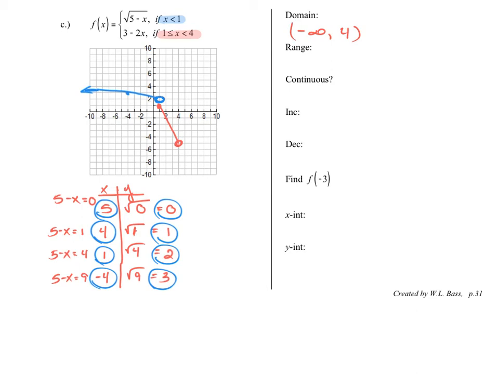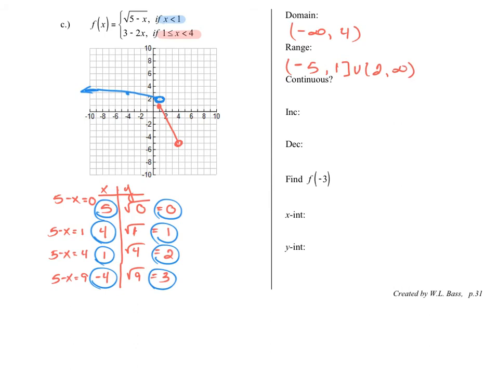My range, I can read it from my graph, is going to be a -5, open, and then it's going to continue up to my y value of 1. It's going to restart at a y value of 2, and it's going to continue to positive infinity.